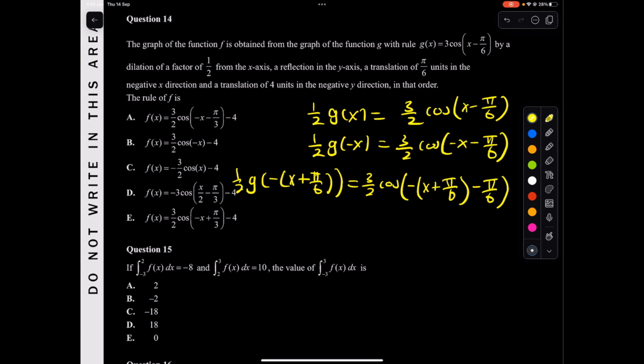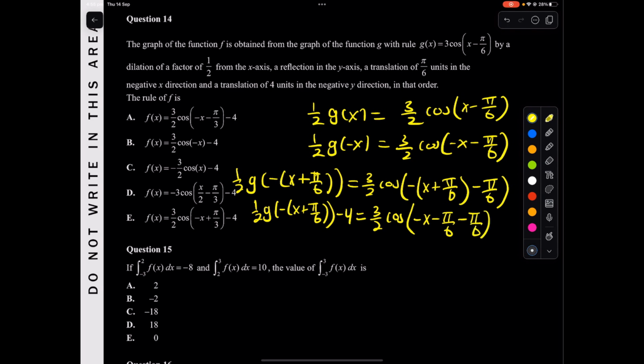And a translation of 4 units in the negative y direction. So that'll be negative 4. So it'll be 3 on 2 cos, let me expand it all. So negative x, negative pi on 6, minus pi on 6, minus 4, which is 3 on 2 cos(negative x minus pi on 3) minus 4. Which one looks like that? A is your answer.